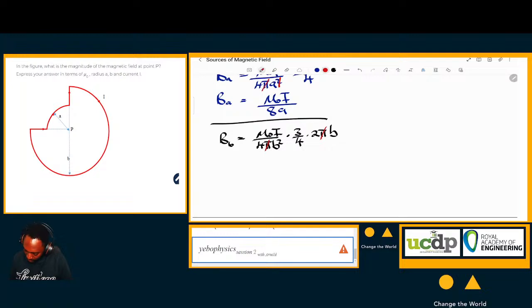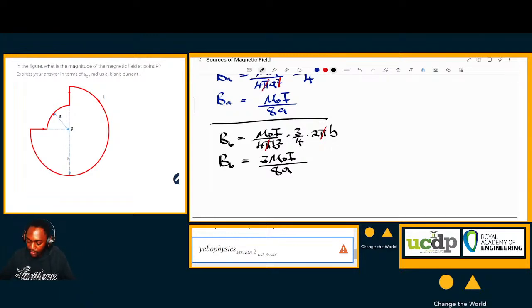What else? Okay, leave it as it is. So B of B is going to be equal to mu naught I over, that will be 8 divided by 2. That's okay, that's 16 divided by 2. That's going to be 8. So that's 3 over 8a. Okay, that's 3 over 8a.